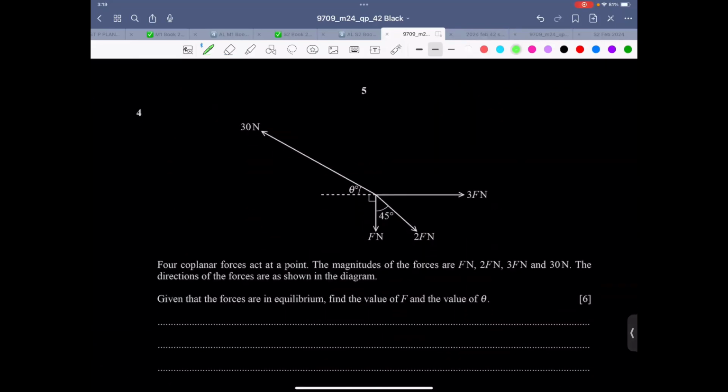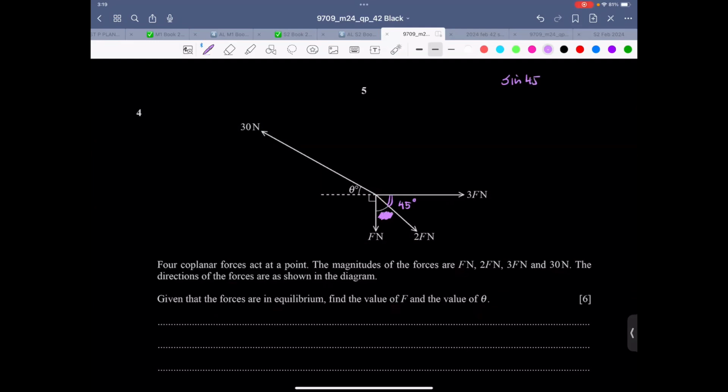Question number 4. It says 4 coplanar forces act at a point. So that's a point, and these are the 4 forces. The magnitude of the forces are such and such. The direction of the forces are as shown in the diagram. Given that the forces are in equilibrium, find the value of F and the value of theta. Now, my strategy always is that make sure angle is with the horizontal. So even if it's with the vertical, just subtract it from 90 and write it as the angle with the horizontal.